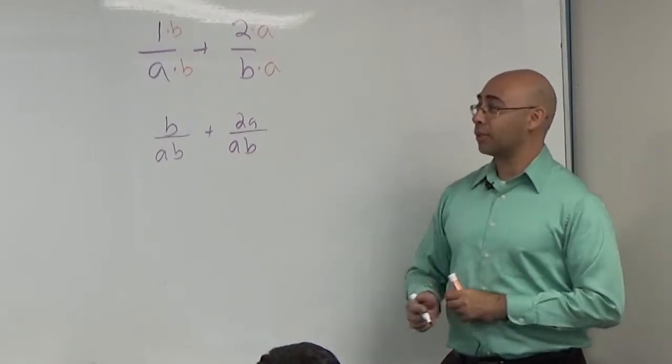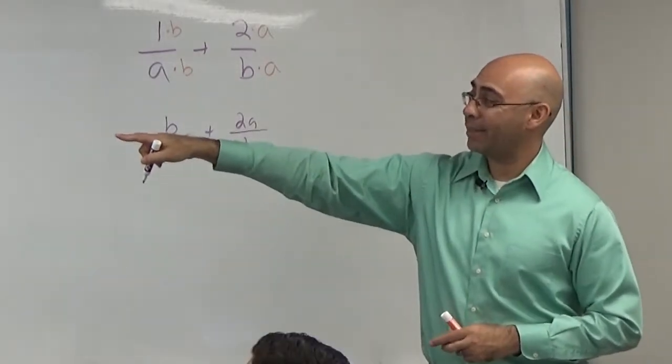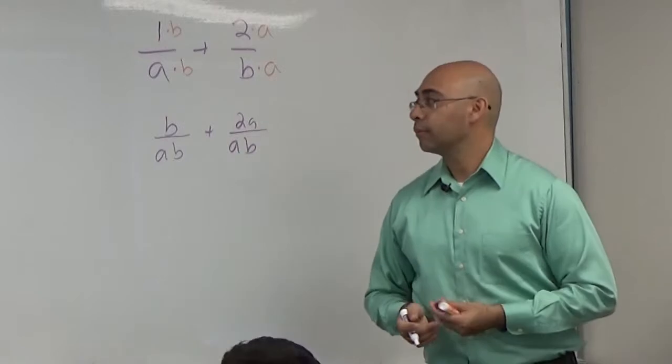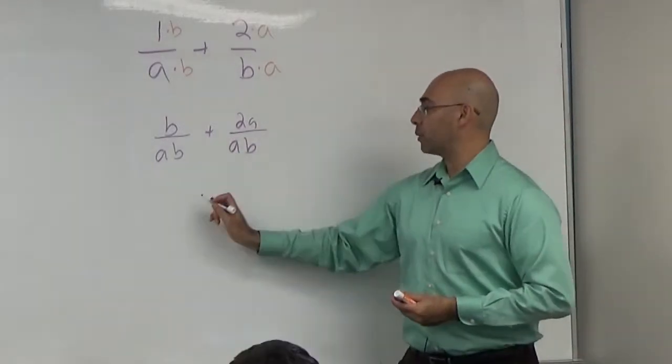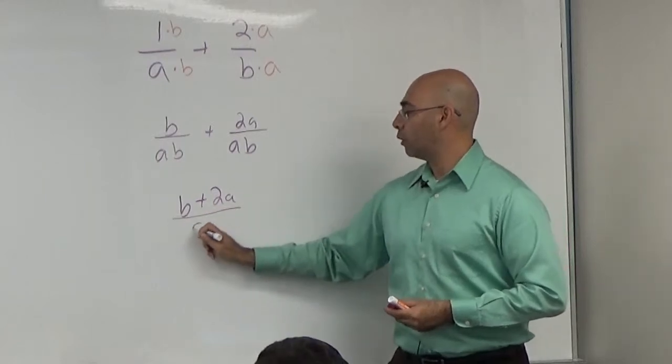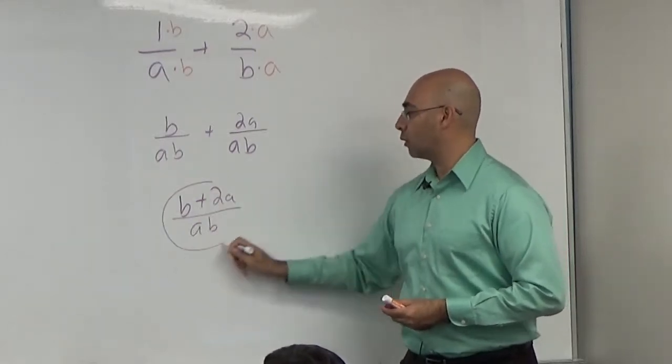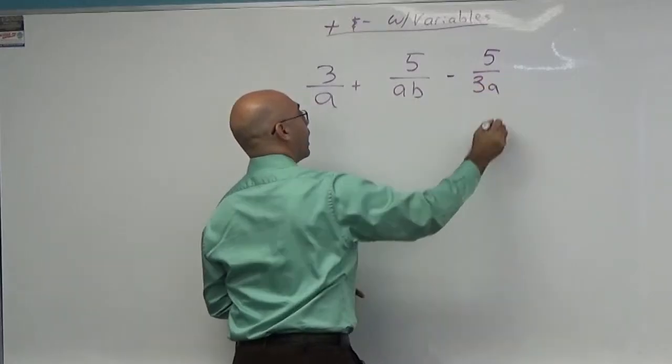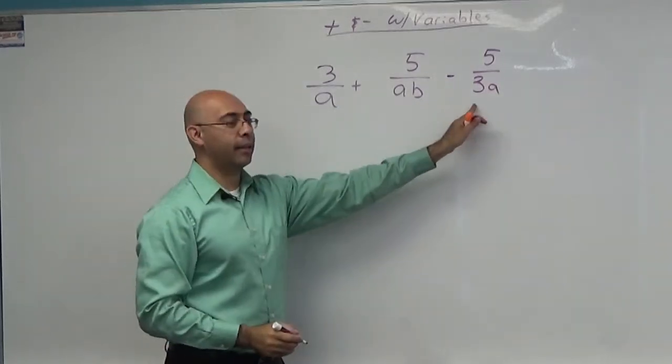So my final answer is, like right over there, how did I get 7? I add it. So what should I do to the tops? Add them. B plus 2A over AB. That's your final answer. So now, actually, you have 2 letters and a number.